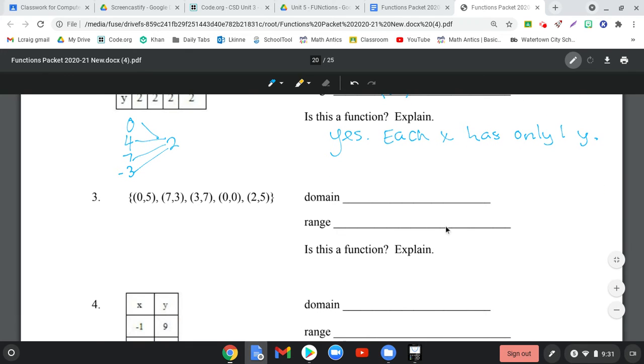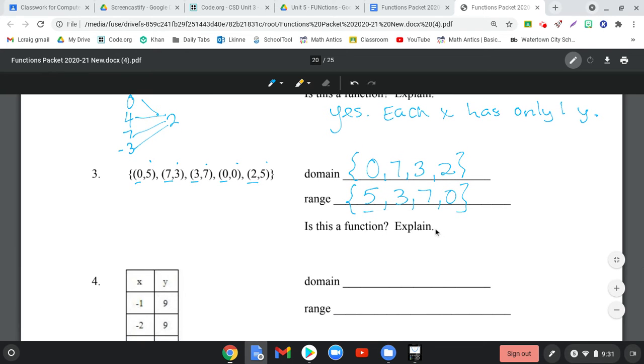All right, next one, domain, 0, 7, 3, 0 again, 2. So 0, 7, 3, 0 we already have, 2. Range, 5, 3, 7, 0, 5 again. 5, 3, 7, 0, 5's already here. So we'll just close it up. Is it a function? Again, you could make a mapping diagram or notice that 0 goes to 5 and then 0 goes to 0. So no, 0 has 2 Y values.